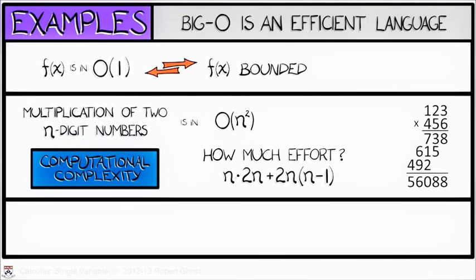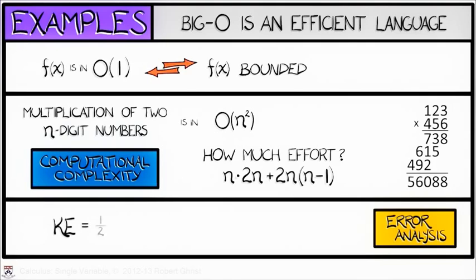Is there an algorithm that is better, that is, say, n times log n? Well, that is what big O is good for. Error analysis in engineering, physics, other sciences is another excellent application.